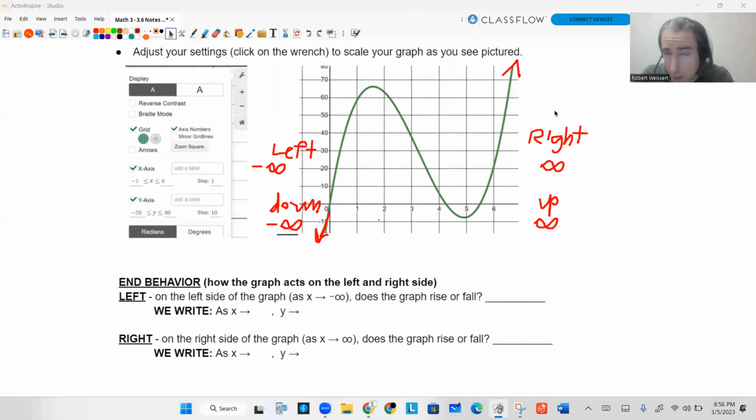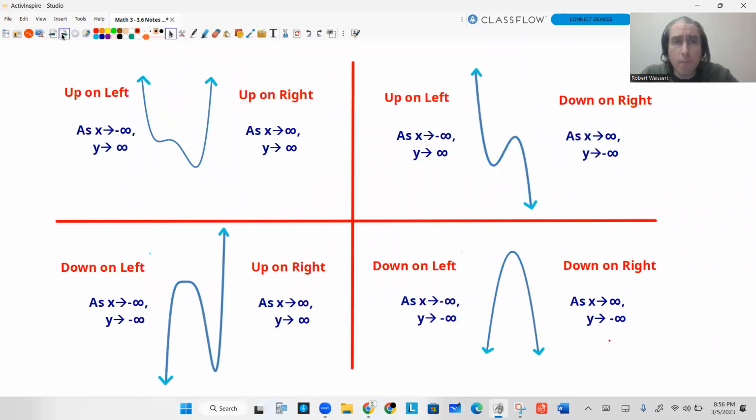Before I get into writing this, I just wanted to provide a visual for y'all. When you're doing end behavior, you look at the left and the right side of the graph. And if the left side is going up, you're going to say as x goes to negative infinity, y goes to infinity. Now, if the left side's going down, you're going to say as x goes to negative infinity, y is going to negative infinity.